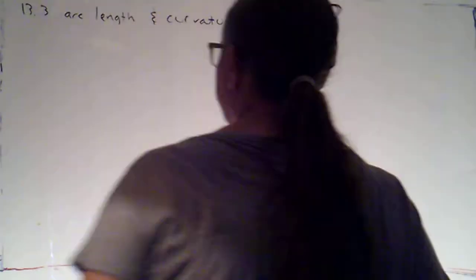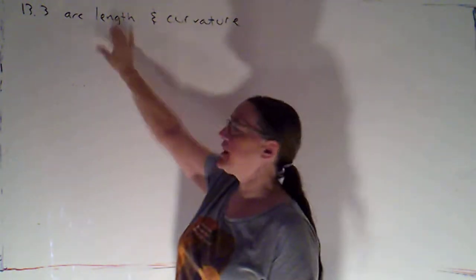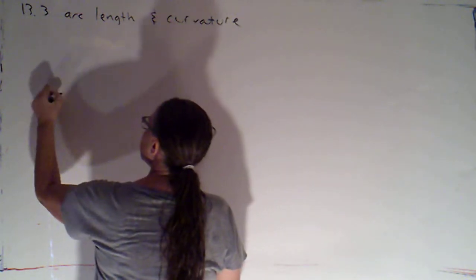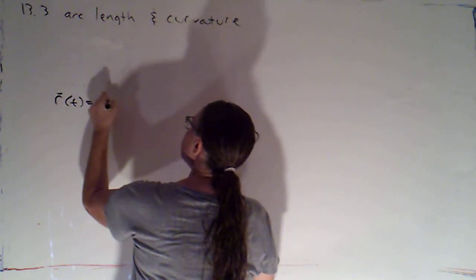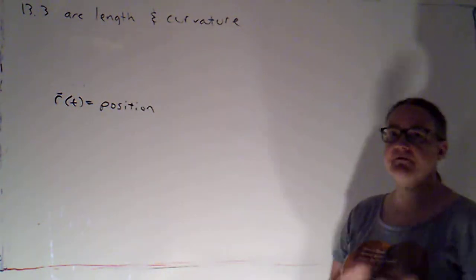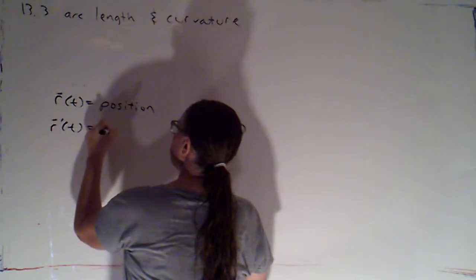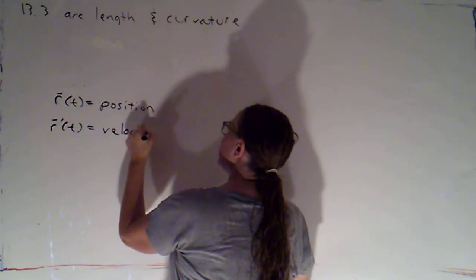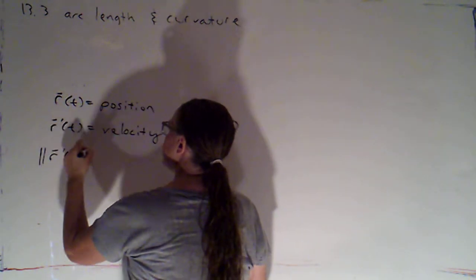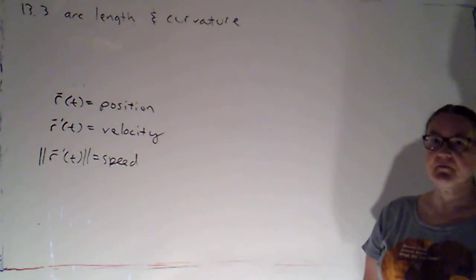Section 13.3 is about arc length and curvature, and we're going to start by talking about arc length. I'm going to just start with an example. Suppose that r of t is a position function, giving an object's position as a function of time, so that r prime of t would be its velocity, and the magnitude of r prime of t is the speed of that object.